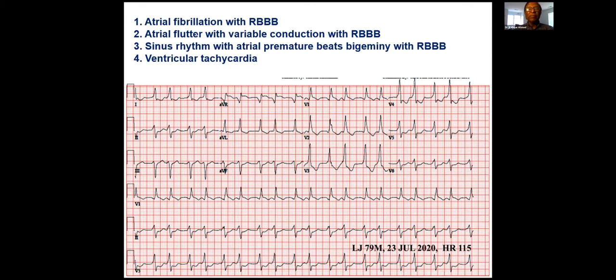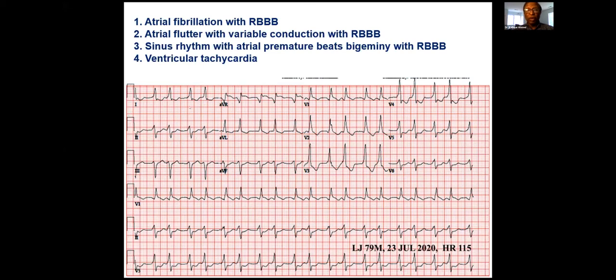Now I can have atrial flutter with variable conduction. As it was mentioned, maybe this is a flutter wave, if you can see my pointer, and this is another flutter wave, this is another flutter wave, and so on and so forth. And of course, sinus rhythm or an ectopic atrial rhythm with premature beat, but there is no P wave. Now, even though this suddenly looks narrow, it is actually a wide QRS, 160 milliseconds, and then that is left axis deviation.